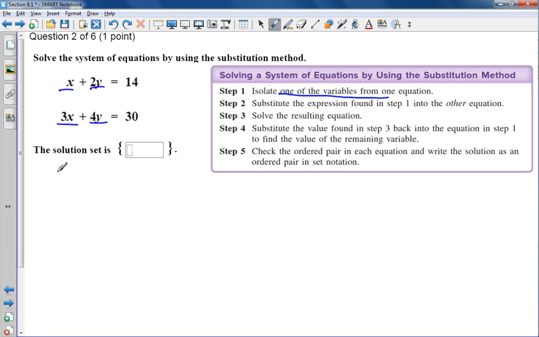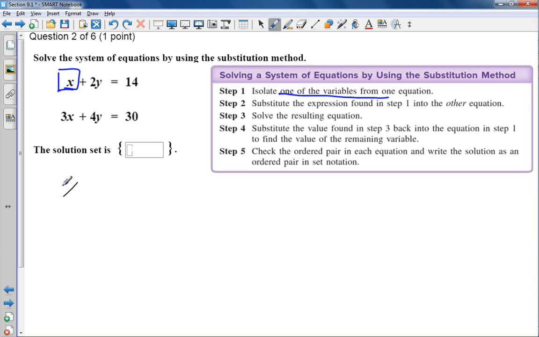X. This has double y. Because we are going to isolate it, you're going to get rid of 2. It has an extra step. This has an extra step, 3x, and this has an extra step, 4y. So my target is this one. I like this x. It has nothing in front. It's easy to isolate, okay? So I'll pick the first equation and first variable, and I'm going to isolate it.